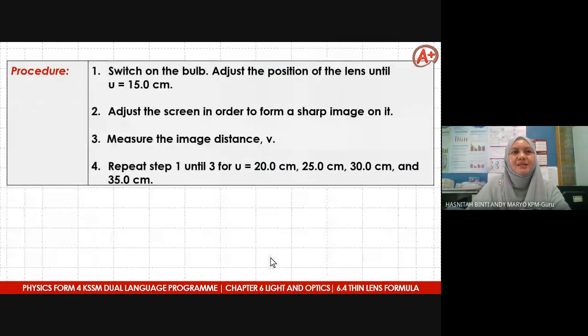Students, this is the procedure, very simple. We switch on the bulb and adjust the position of the lens until u is 15 centimeters. This is the first object distance we are using. Then we adjust the screen in order to form a sharp image on it. Then we measure the image distance v using a ruler. And we repeat this experiment using different object distances of 20 cm, 25 cm, 30 cm, and 35 cm.